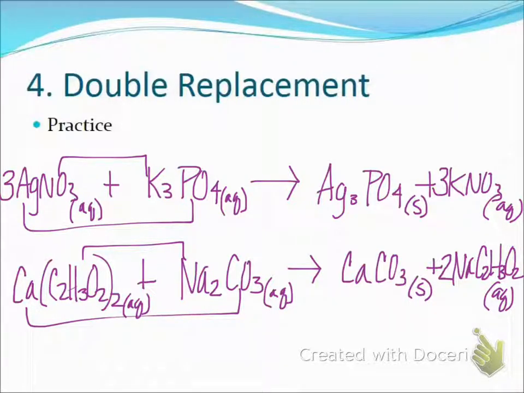Because later on when you get further into chemistry, they're not always aqueous. Sometimes there are other states, and you have to be able to recognize that. So you need to label it.